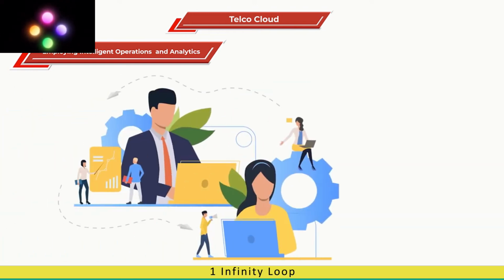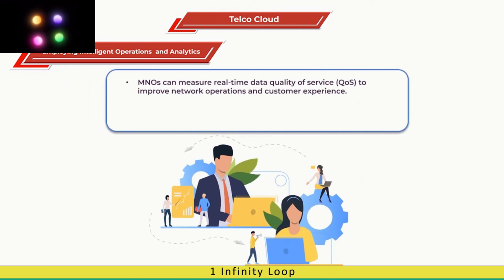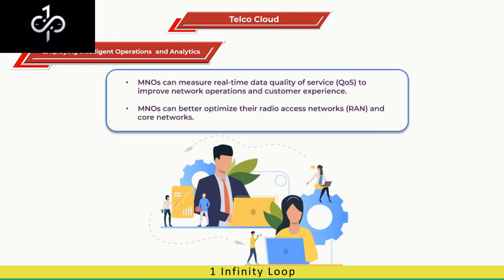Third, operations. Using streaming analytics, MNOs can measure real-time data quality of service to improve network operations and customer experience. They can correlate the quality of the long-term evolution (LTE) and voice over LTE (VoLTE) network. How many calls or messages are succeeding, failing, or degrading within a certain cell site with the specific models of phone, operating system, time of day, and so on. By understanding real-time cell site traffic usage such as volume, density, and errors and attachment success rates, MNOs can better optimize their radio access networks and core networks.